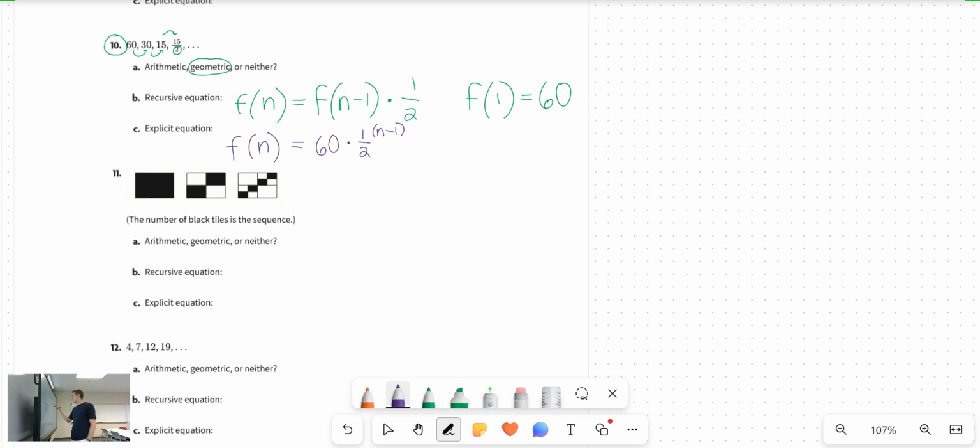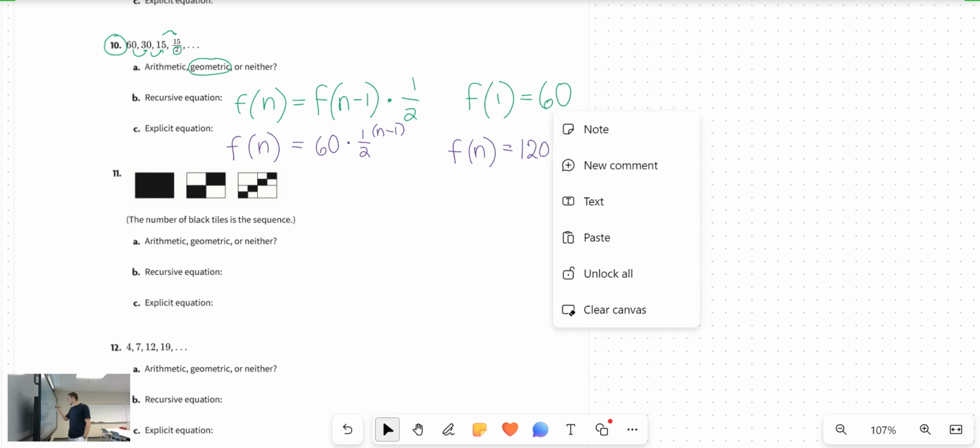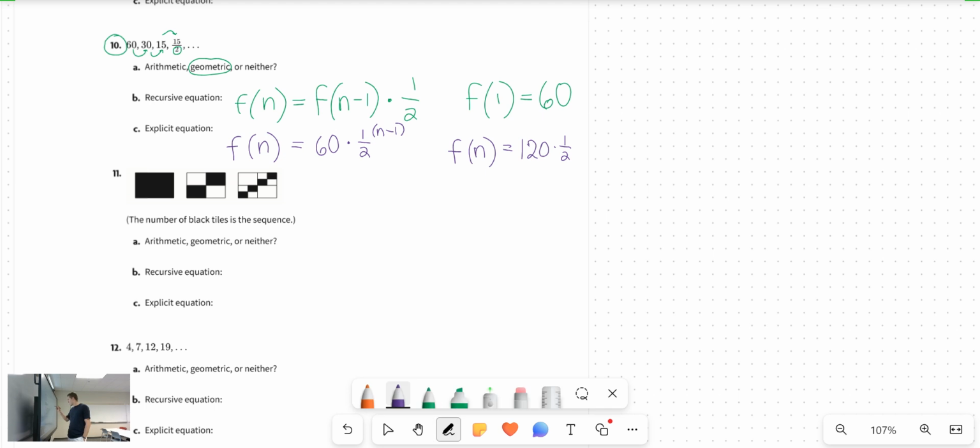Another way of writing it is to say, okay, and these are equivalent, we would say f of n equals, and then we would actually just double the 60, since we know that 60 times 1/2, right, we have to undo the 1/2 a little bit. So we could actually write it as f of n equals 120 times 1/2 to the n.